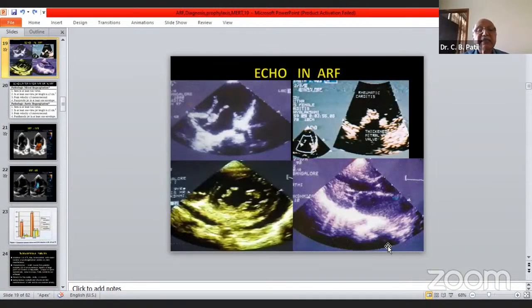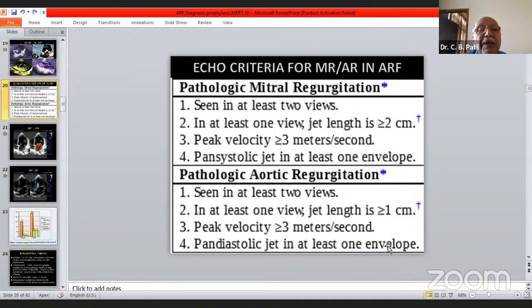So you can see these are the echo pictures. The first one is a 4-chamber view of the mitral valve. You can see the thickened, beaded appearance of the mitral valve, almost like that even in a short axis. In the fourth picture, aortic valve thickening is also seen, and the submitral structures also appear more echogenic. Now, what is a pathological mitral regurgitation?